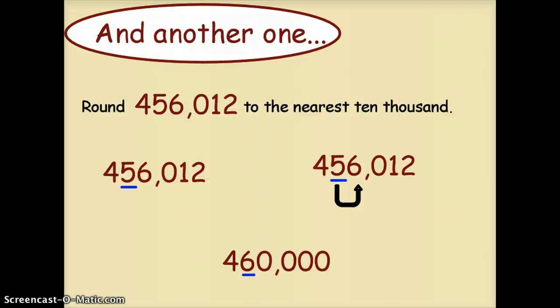Here's one more that I'm going to talk you through. 456,012. We want to round it to the nearest 10,000. That's this 5. We're going to underline the 5 and look at the digit to the right, which is a 6. The 6 means that the car has gotten over the hill. So this 5 is going to increase by 1 and become a 6. Our rounded answer is now 460,000.